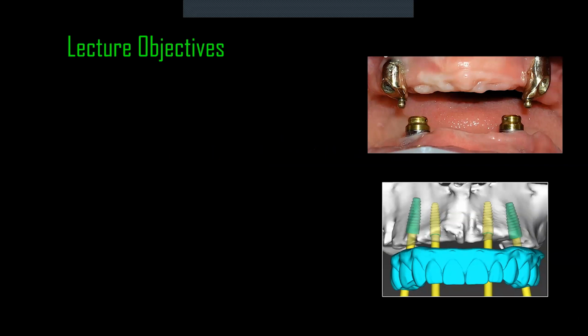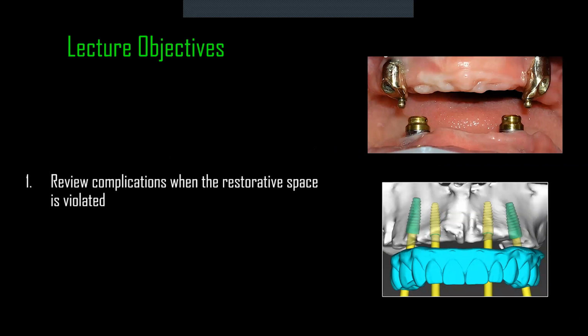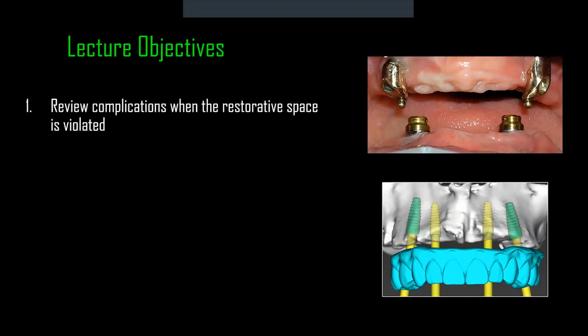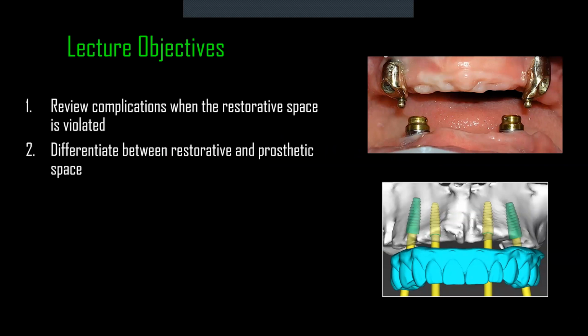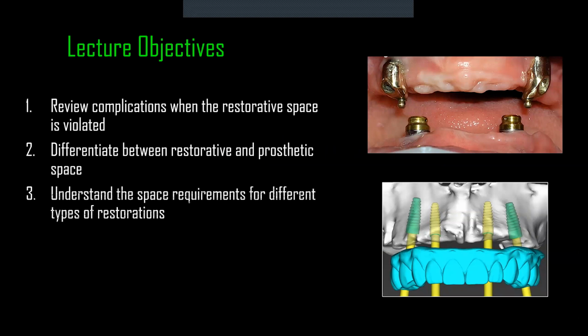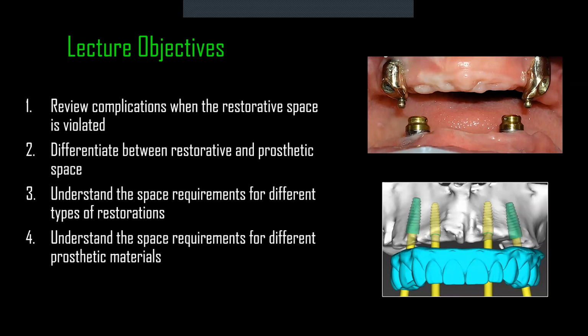We'll go over our objectives for this webinar. We're first going to cover the complications when the restorative space or prosthetic space is violated, what can happen and what will happen. We're going to differentiate between a couple of different terms used throughout the literature in describing the available space for our prosthesis. We will understand the different space requirements for different types of restorations. And then we'll also go over the different space requirements for our different prosthetic materials.